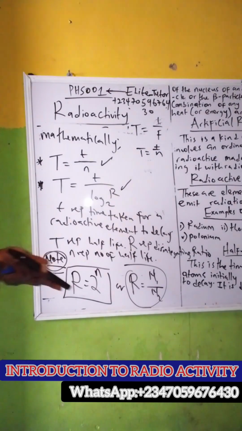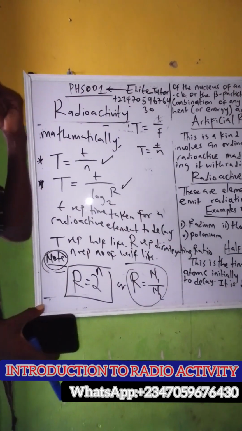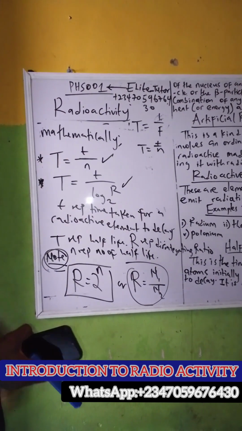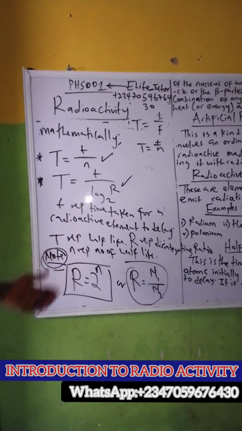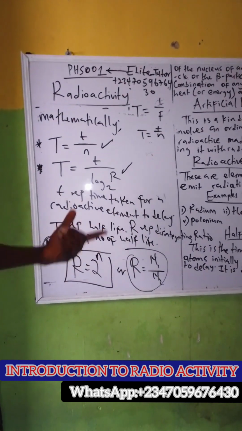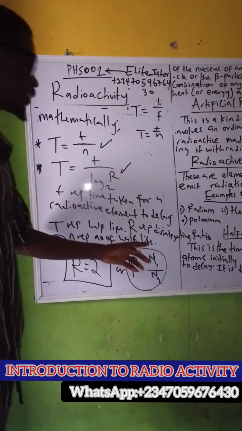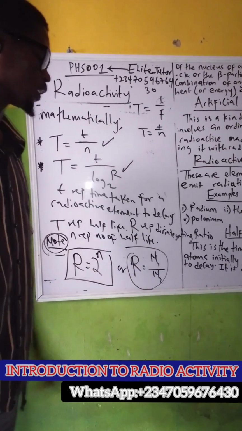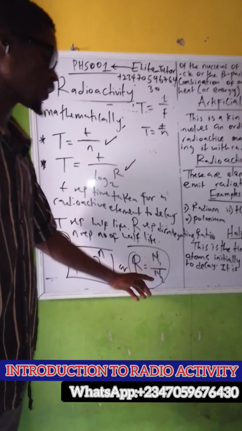You have to note it down in case you are not given the disintegration ratio in a question and you are told to find half-life, so that you will not wonder how to go about it. So these are the formulas for disintegration ratio. This n, remember, represents number of half-life. Then this capital N1 here, N2 here: this one is the initial atom, this one is the final atom.